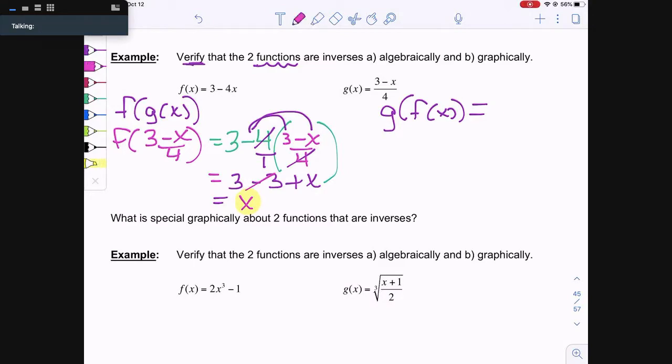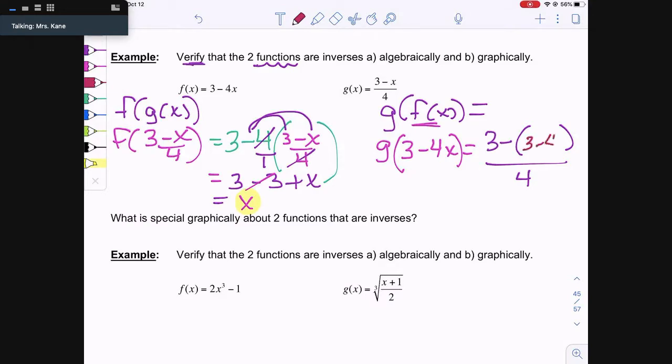All right, so let's look at this other part here. We're taking the f function and plugging it into g. So g says 3 minus x over 4. Again, just be careful when you're plugging that x in. Place it in parentheses so that you know you're subtracting that whole quantity for x. So we're subtracting 3 minus 4x.